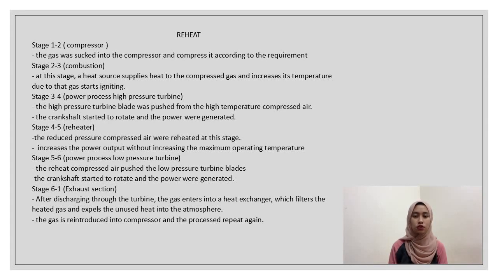Then stage 4 to 5 is reheat. The reduced pressure compressed air is reheated at this stage and increases the power output without increasing the maximum operating temperature. Stage 5 to 6 is the power process in the low pressure turbine. The reheated compressed air pushes the low pressure turbine blades. The crankshaft starts to rotate and the power is generated.